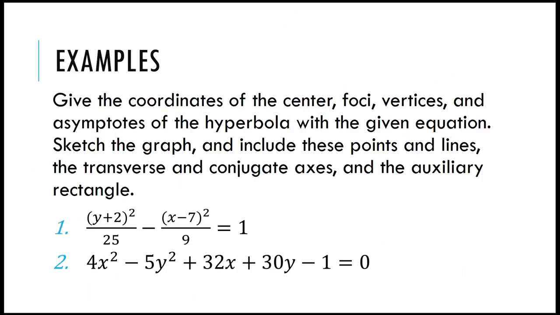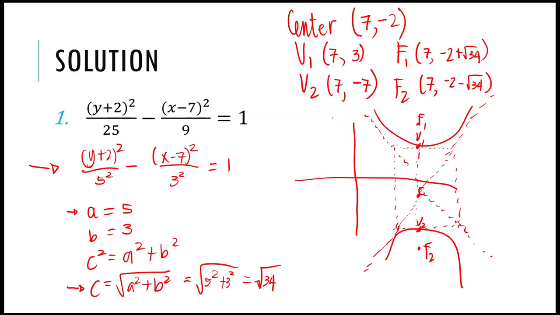Finish na ba? 4 vertices, asymptotes. Sketch the graph, include these points and lines and transverse, conjugate axis and the auxiliary rectangle. Okay, hindi natin nalagay yung transverse axis. Yung transverse, yung dadaan kay V1, V2, at saka focus. Nandito lang naman yan. Ayan. So, lalagyan mo lang siya ng isang linya. And yung conjugate is yung line na perpendicular sa transverse, pero dadaan din sa center. Ayun. This is the conjugate. This is the transverse.